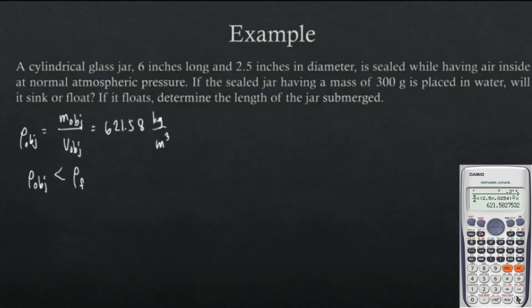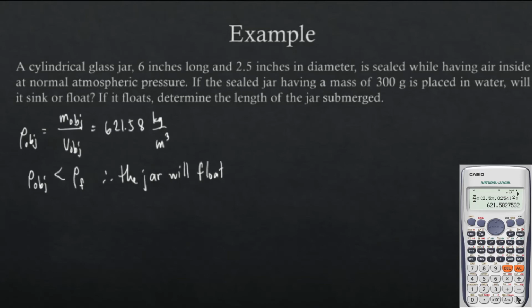The density of water can be taken as 1,000 kilograms per cubic meter or a little bit less than that. So since 1,000 is greater than 621.58, we can say that the jar will float. The question now is, how much of the jar is submerged and how much of the jar is floating?